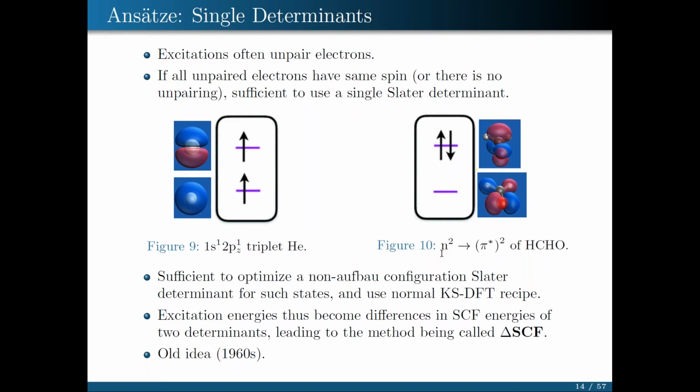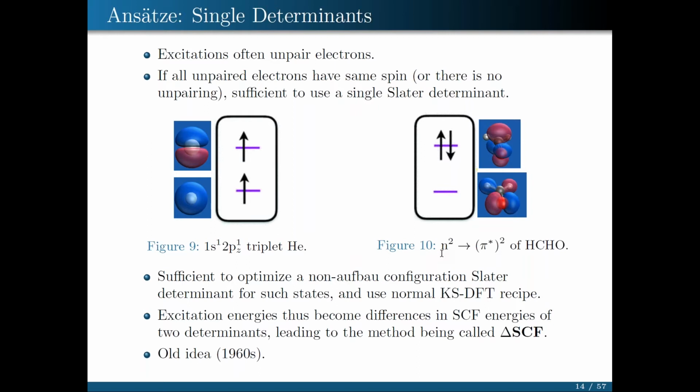In that case, we just need to optimize this non-Aufbau electronic configuration Slater determinant for such a state using Kohn-Sham DFT, compute the energy of this determinant, subtract the ground state energy, and thus have the excitation energy. This method is called delta SCF because it effectively involves taking a difference between the self-consistent field energy of the excited Slater determinant and the ground Slater determinant. And this is a pretty old idea.